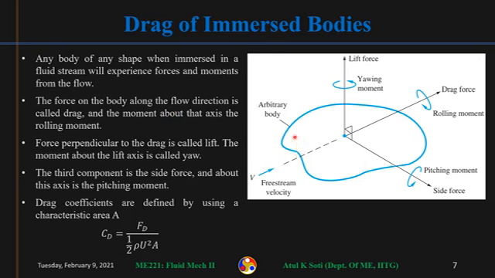So then any body of any arbitrary shape, when it is kept in a free stream, will experience lift and drag forces because of what we just saw. From potential theory, if you keep any body in a flow, the net force comes out to be zero. But due to flow separation, boundary layer separation, there will be a net lift and drag force on the body.